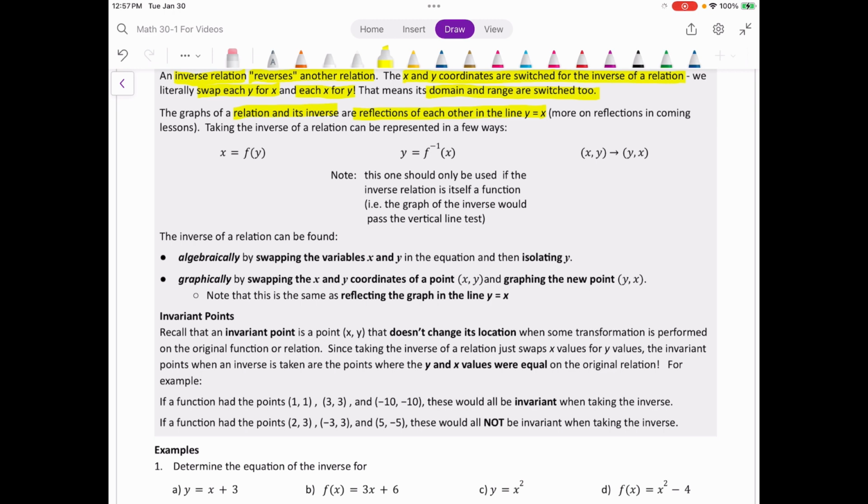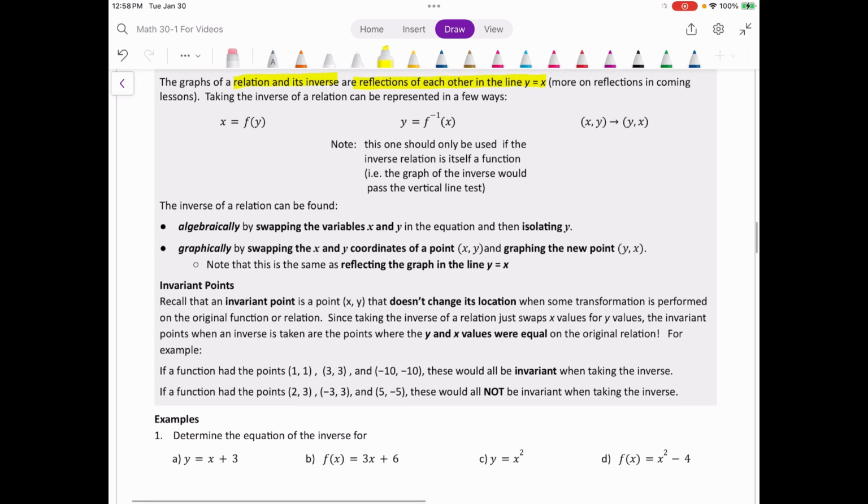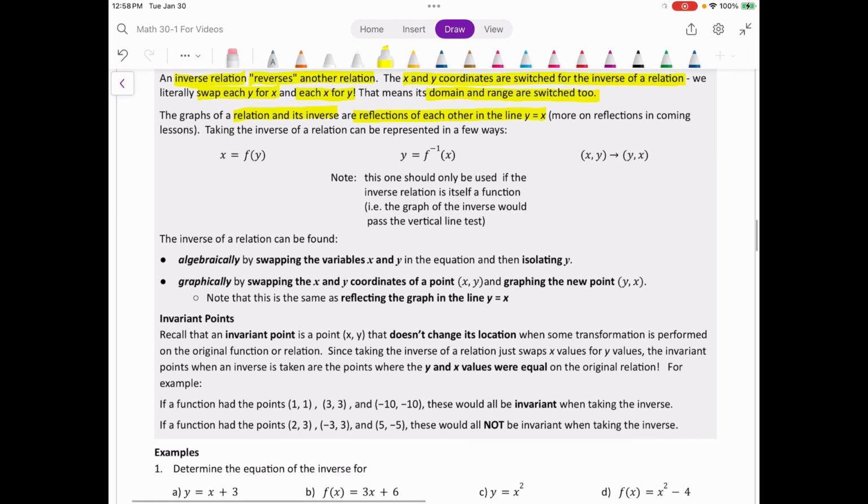That might not be super obvious right now that it will be a reflection in that line. When we take a look at some graphing examples, hopefully I'll be able to convince you that it actually does make sense that when we take the inverse, when we swap x and y, it ends up just being the same as if we had reflected that graph in the line y equals x.